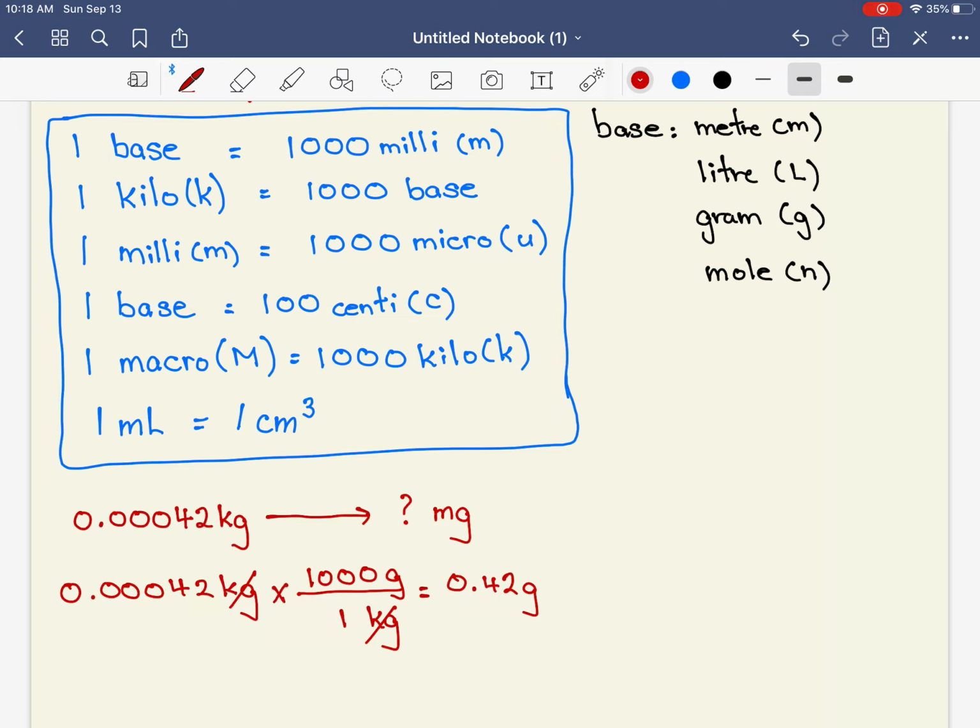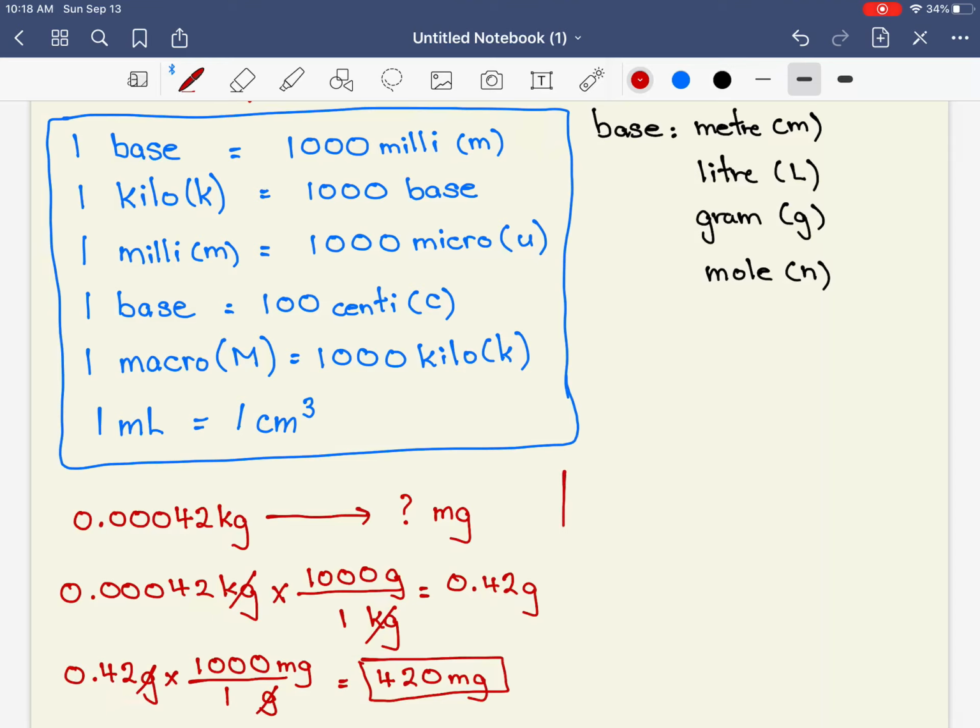Now, that's not what I want. I don't want grams. I want milligrams. But of course, by looking at this relationship, I can go from base to milli this way. So I can go 0.42 gram, and I will multiply that by 1,000 again. Why? Because for every gram, it is 1,000 milligram. Grams and grams cancel, and that's nothing more than 0.42 times 1,000. That will be 420 milligram. There you go. Okay? That's how you would change kilograms to milligram.